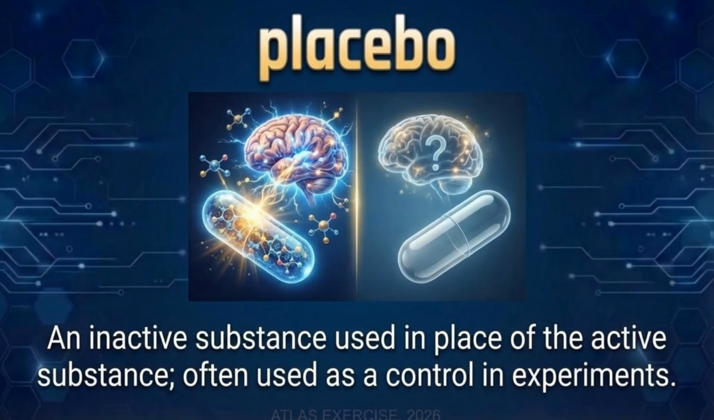Placebo. Definition: a substance with no active medical effect used in research studies. Example: sugar pill in drug trials. Interesting. The placebo effect can sometimes produce real improvements in symptoms.